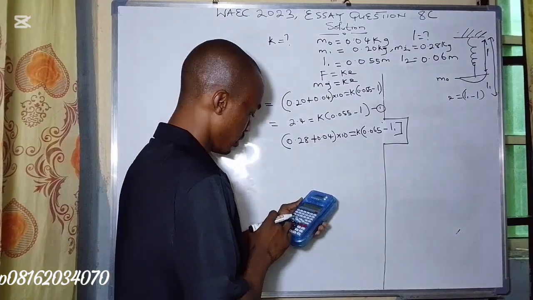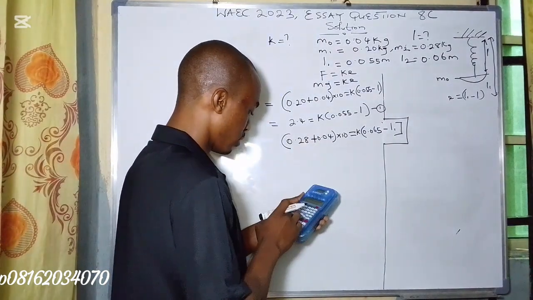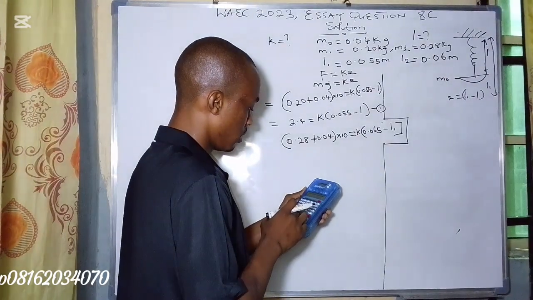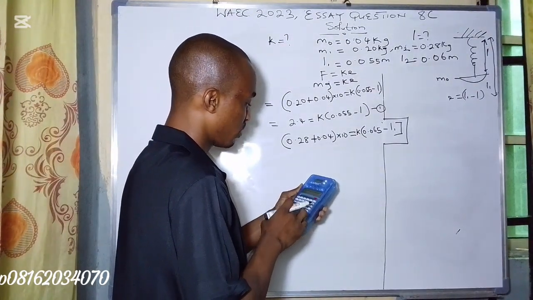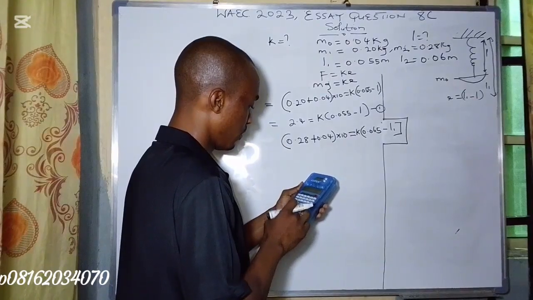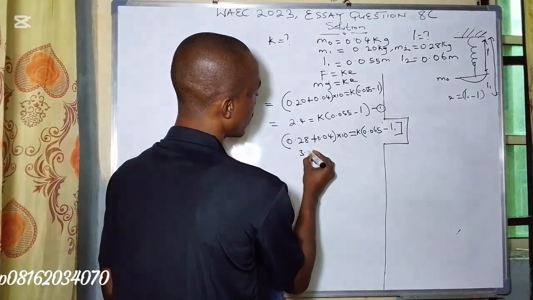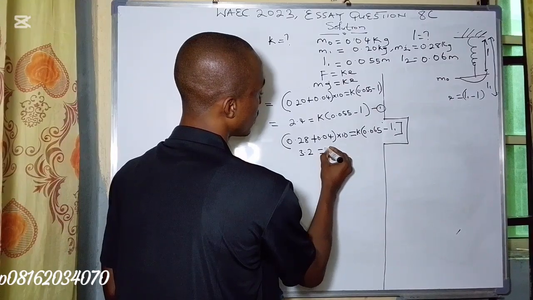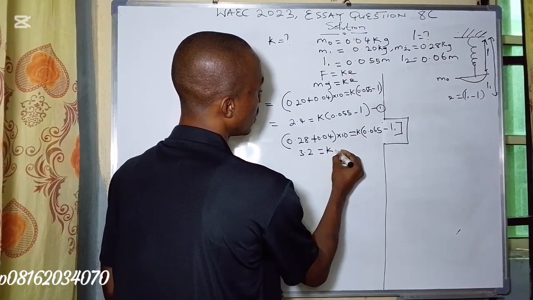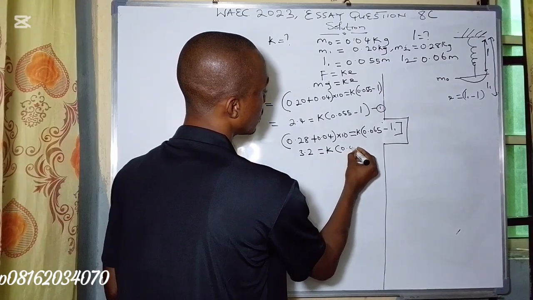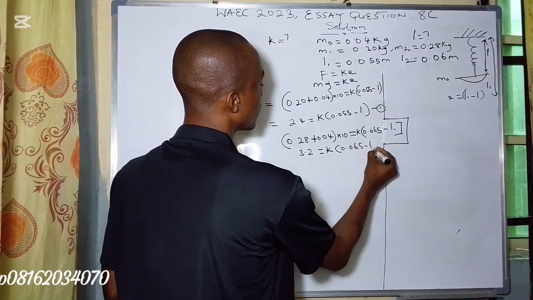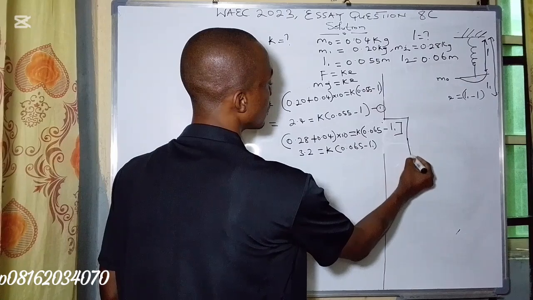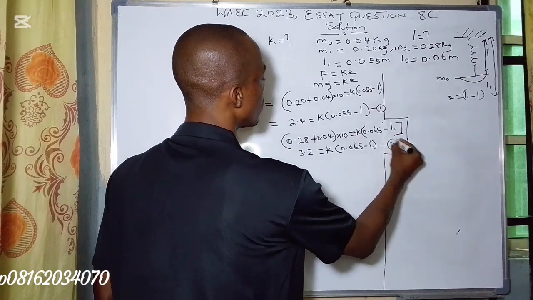You need to multiply 0... Sorry, add this one first. 0.28 plus 0.04 gives me 0.32 multiplied by what? 10. What do you have? I'm going to have 3.2 is equal to k, equal to 0.065 minus what? L1. Can we call this equation 2? Call this equation what? 2.